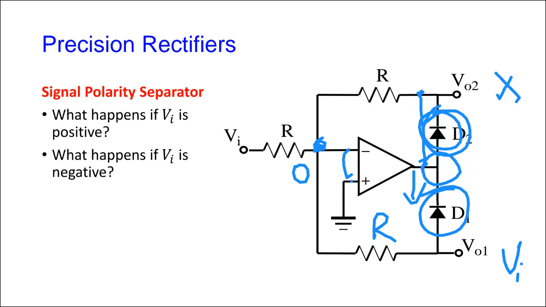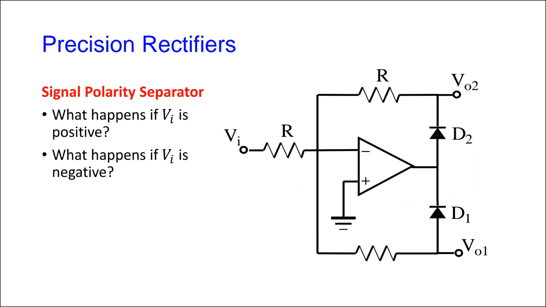Fair enough? Sorry, Vn goes positive, it appears as V out 1. Vn goes negative, what happens? The reverse. If Vn goes negative, then this point goes positive, D2 turns on, D1 is off, so we get the output appearing here.